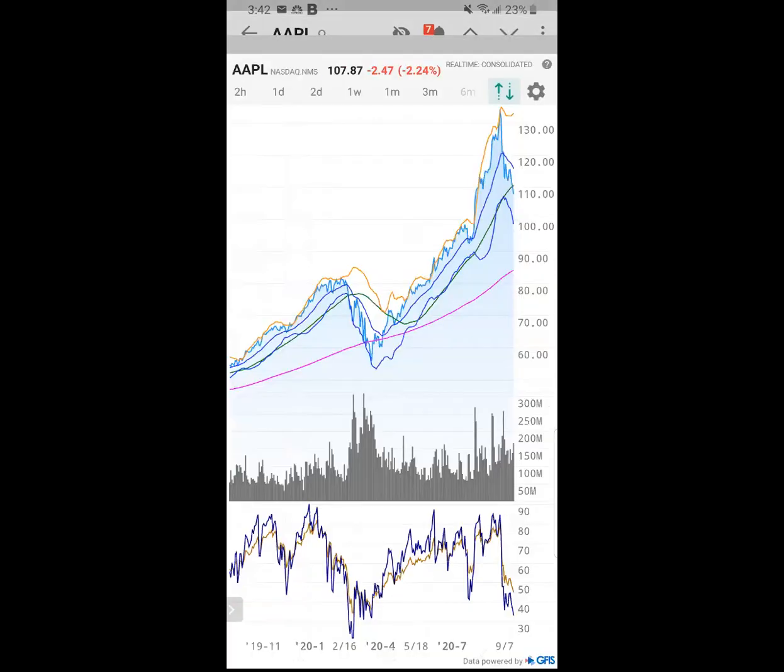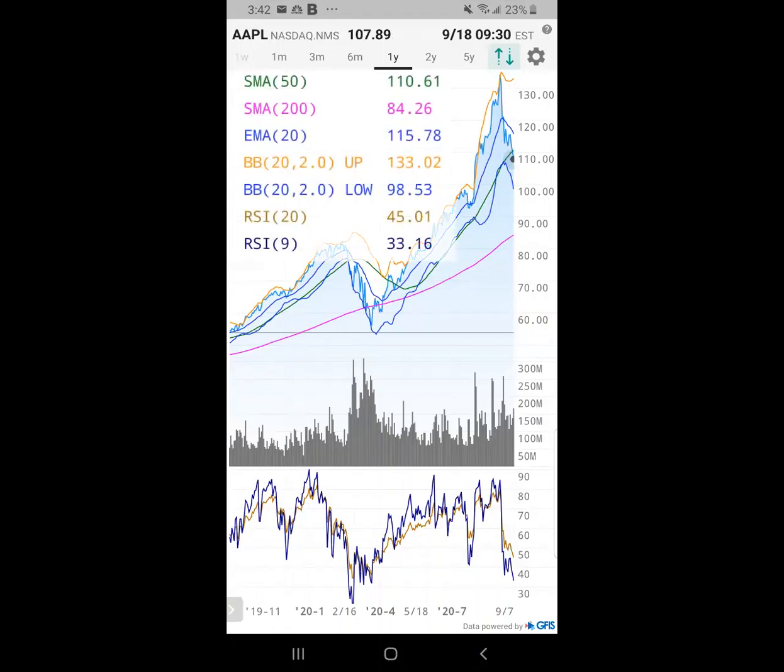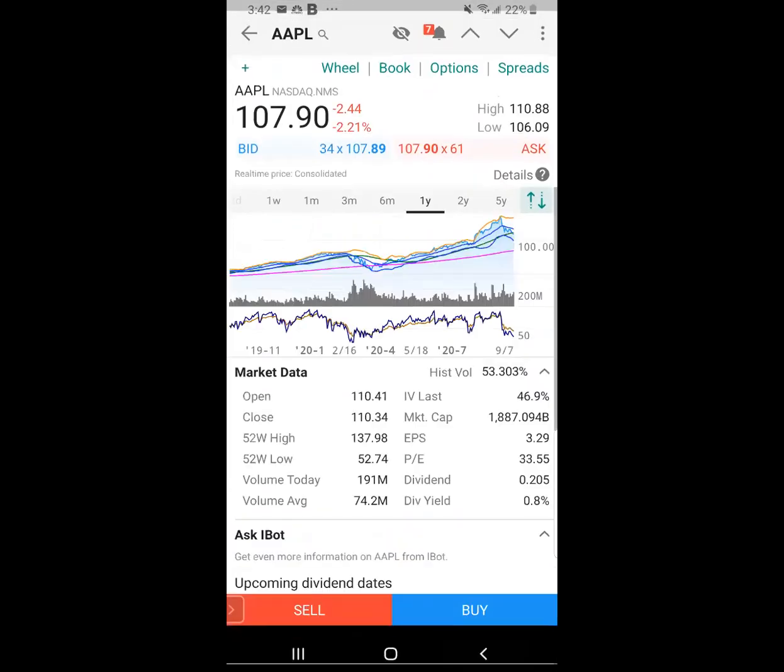We're going to take a look at the graph here, and the graph shows that the 50-day moving average is at 110, which means it's just gone below the 50-day moving average. The 200-day moving average is at $84.26, and the lower Bollinger Band is at $98.53. Now that has something to do with standard deviation, and that's very important in our decision-making process. So let's see what this pays us.